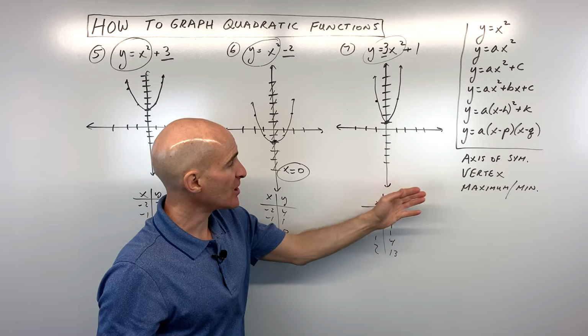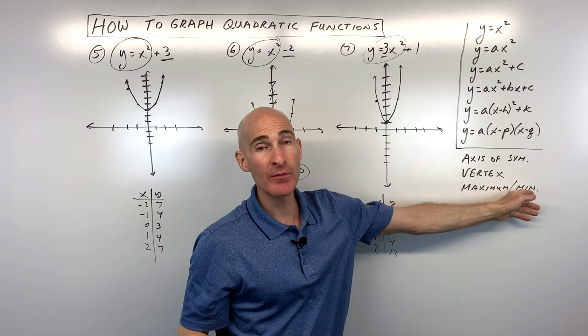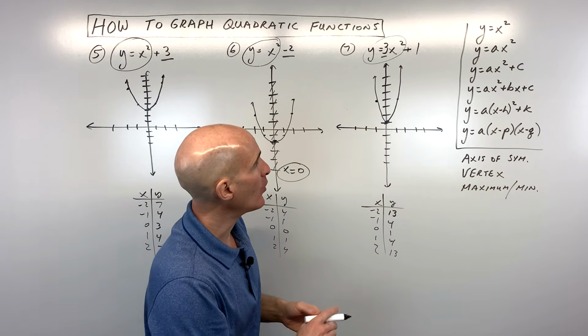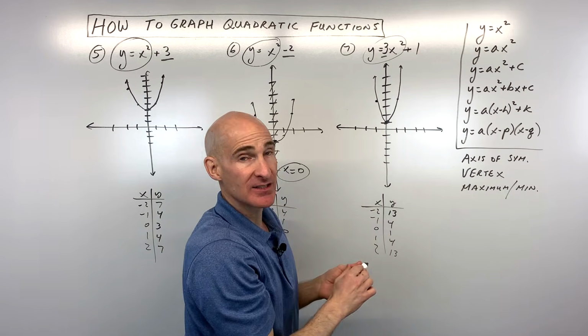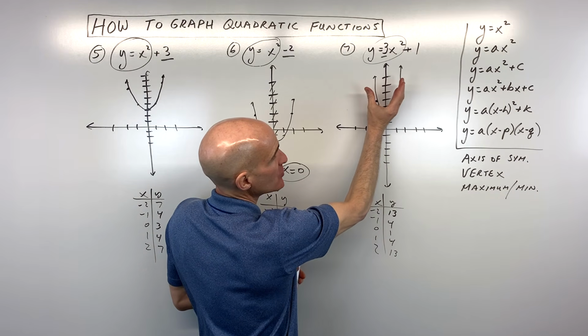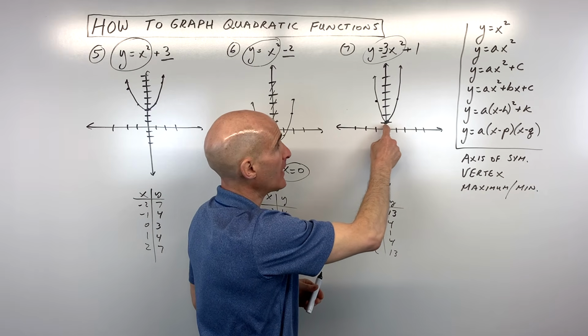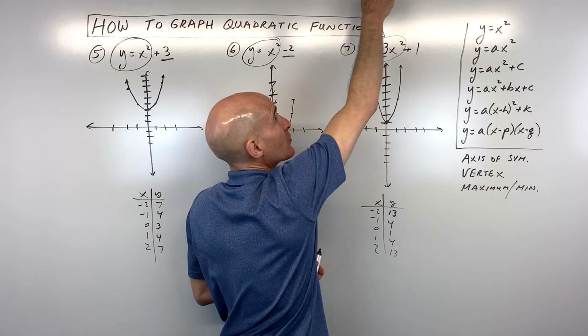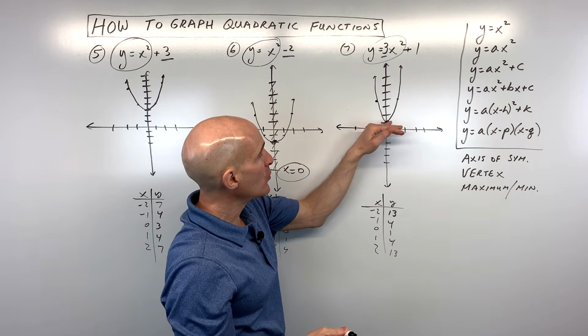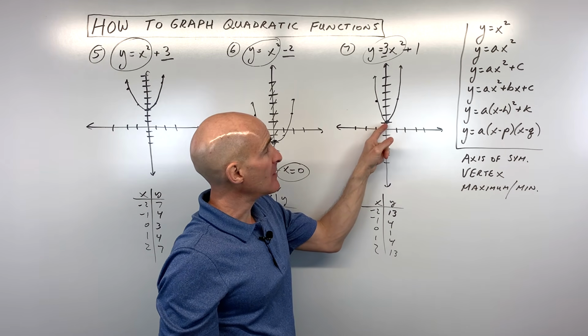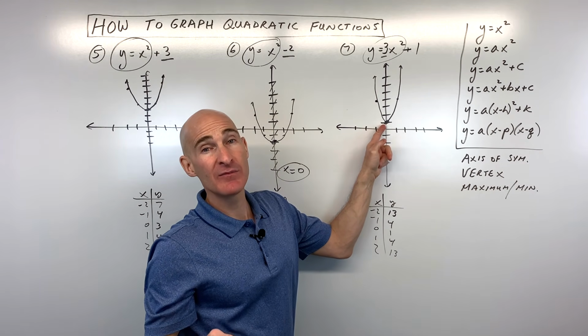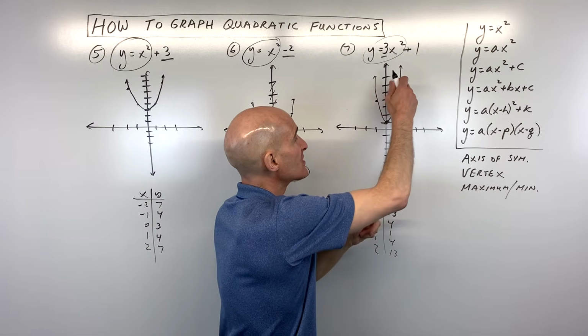Now, the one thing we haven't talked about yet is the maximum and the minimum. So what does that mean, maximum and minimum? Well, when the a value is positive, remember positive smiling, it's opening up like this, you actually have a minimum, a low point, but you don't have a maximum. See how it keeps going up to infinity forever and ever? So when it opens up, a is positive, you have a minimum. And what is the minimum value? Meaning, what is the lowest that this graph goes to?